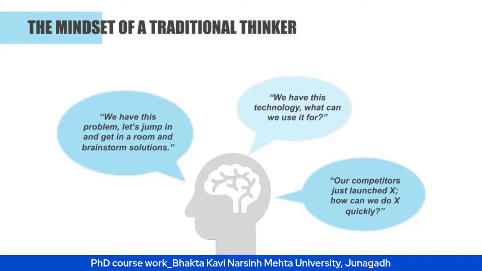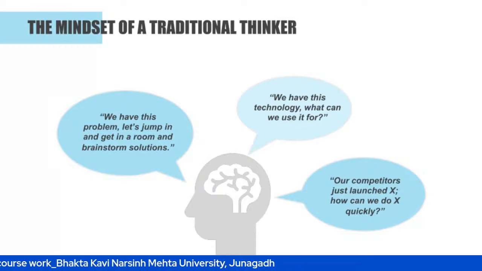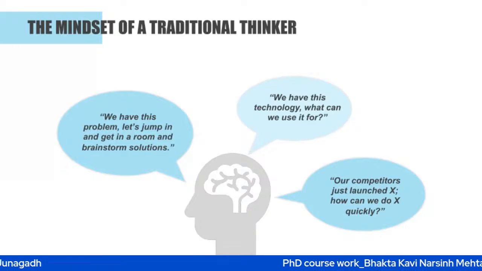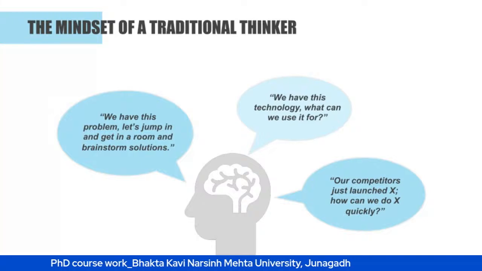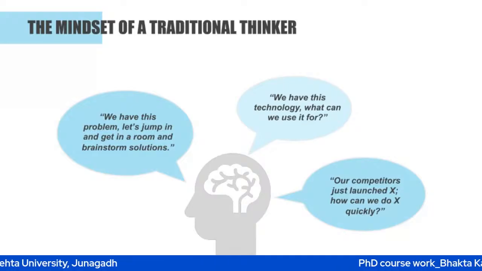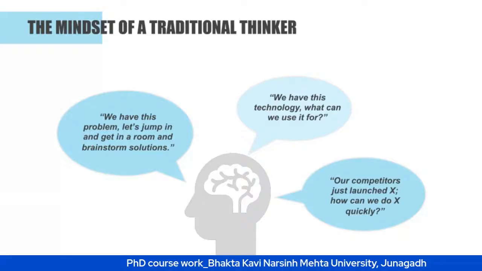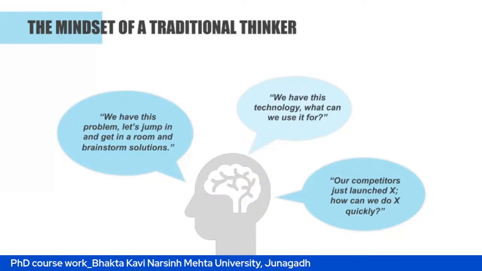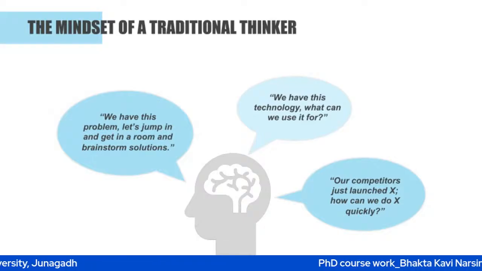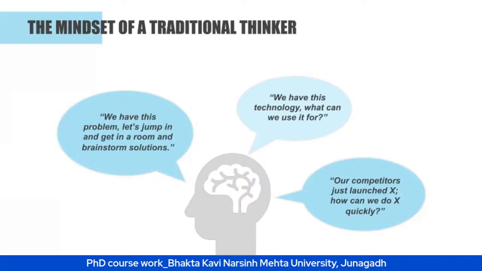Now let us compare what a traditional thinker is like. Suppose you take the mindset of the traditional thinker, then it will start like this: we have this problem, let us jump in, get in the room and brainstorm the solution. We have this technology, what can we use it for, and our competitor has just launched X, how can we do X very quickly. That is normally happening with you also, that when you find a research problem, immediately you want to work on it, or you are copying a research problem from somebody else. Somebody has done something with one plant, so we try to replicate it with another plant. That is a normal mindset of the traditional thinker.